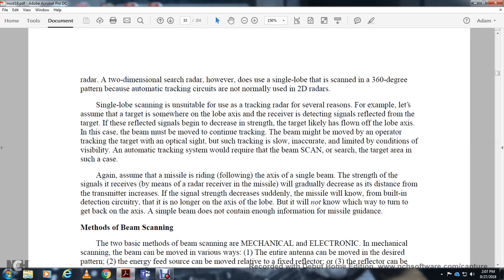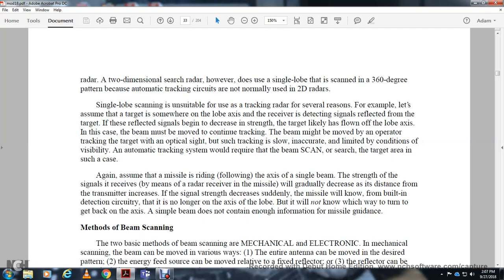Again, assume a missile is riding on the lobe axis of a single beam. As the missile moves away from the axis, the radar receiver's signal strength will gradually decrease with the distance from the transmitter. If the signal strength decreases slowly, the missile's built-in detection system circuitry will know it is no longer on the axis of the lobe, but it will not know which way to go to get back to the axis.